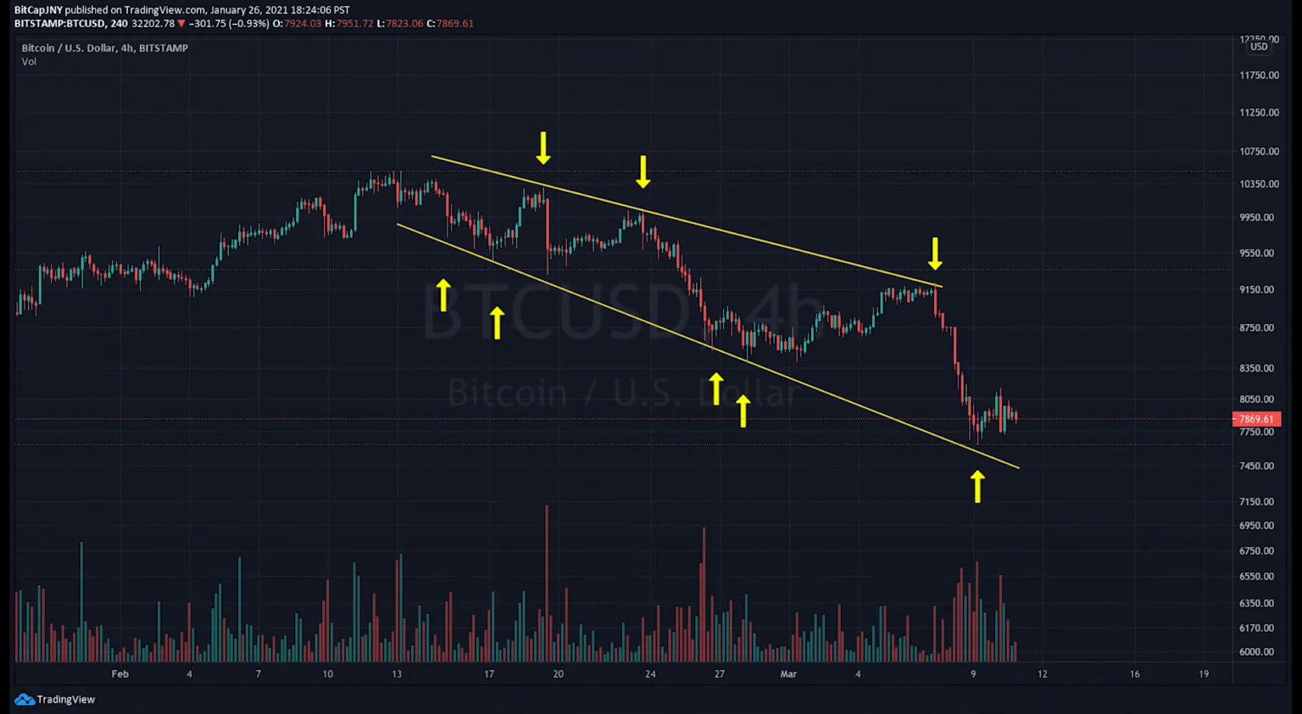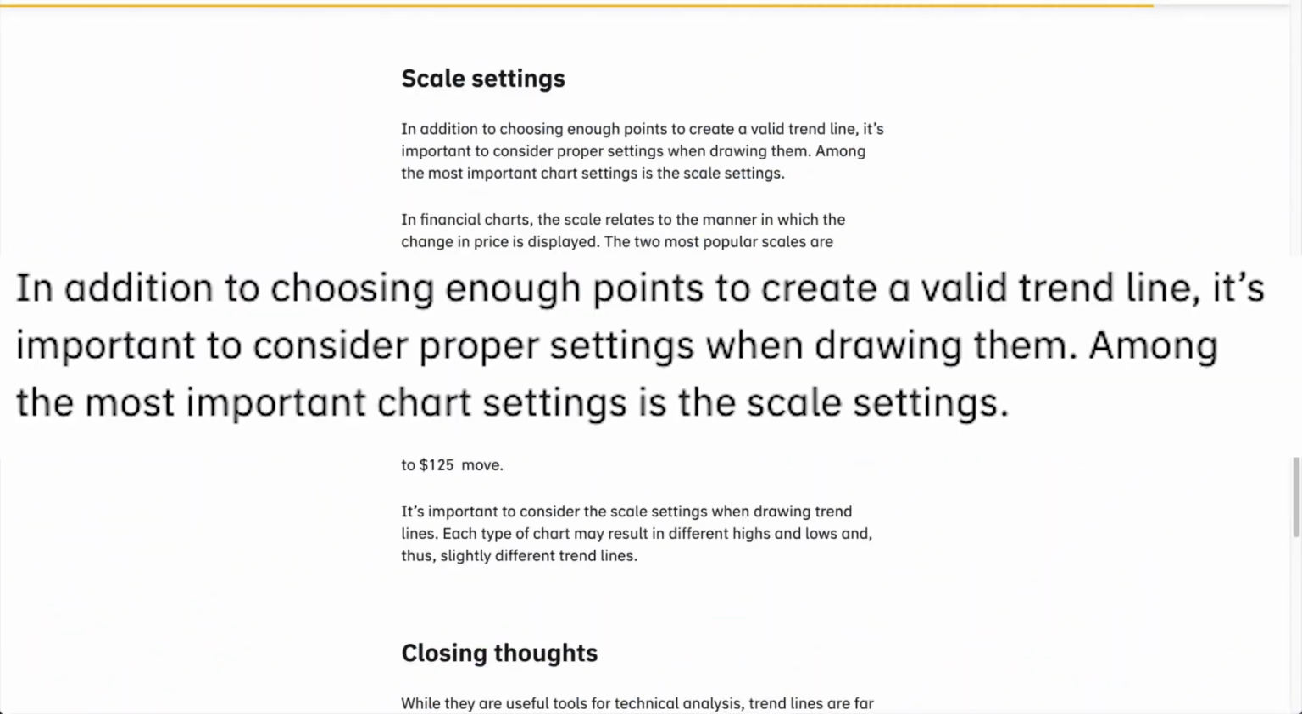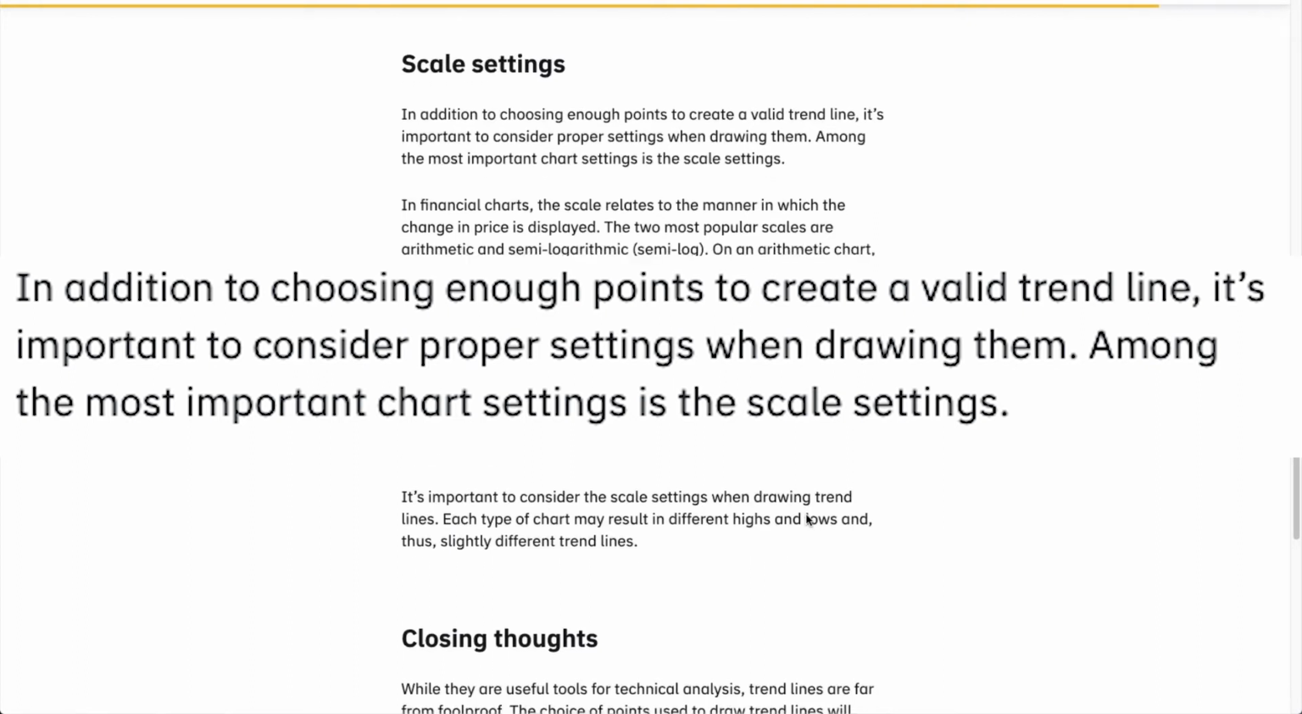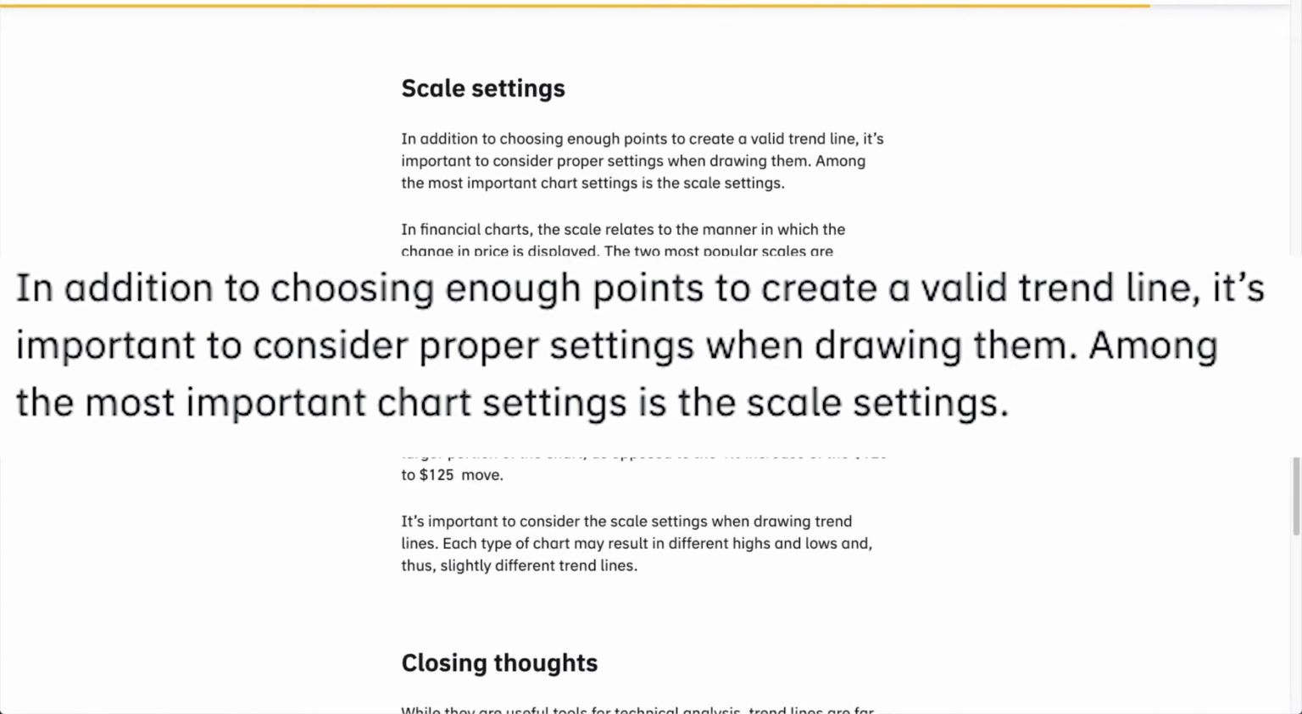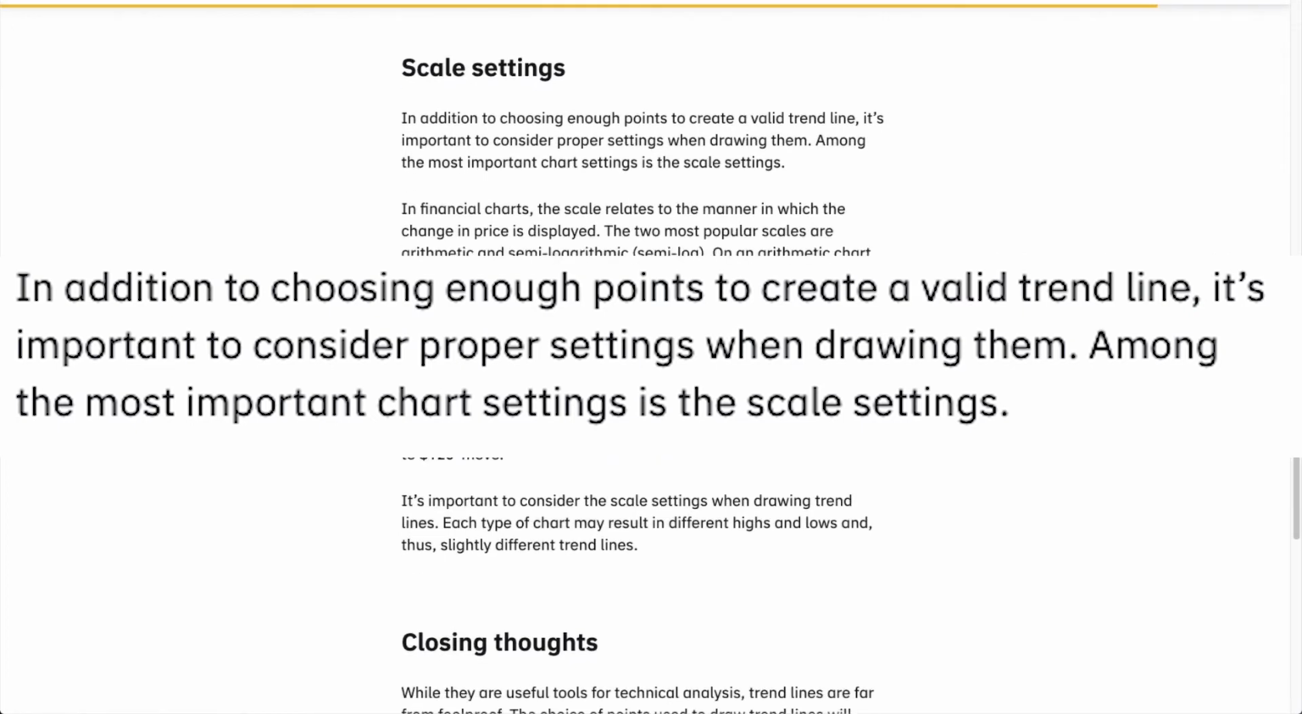So when the price touches the trend line 3 or more times without breaching it, the trend can be considered valid. Testing the trend line multiple times indicates that maybe the trend is not a mere coincidence caused by price fluctuations. Now, scale settings. In addition to choosing enough points to create a valid trend line, it is important to consider proper settings when drawing them. Among the most important chart settings is the scale settings.